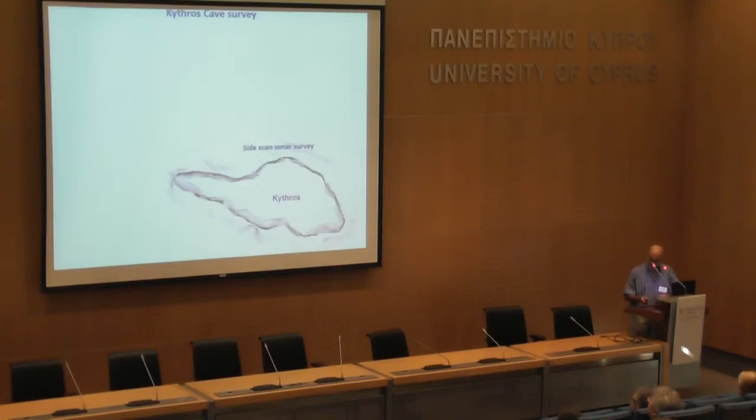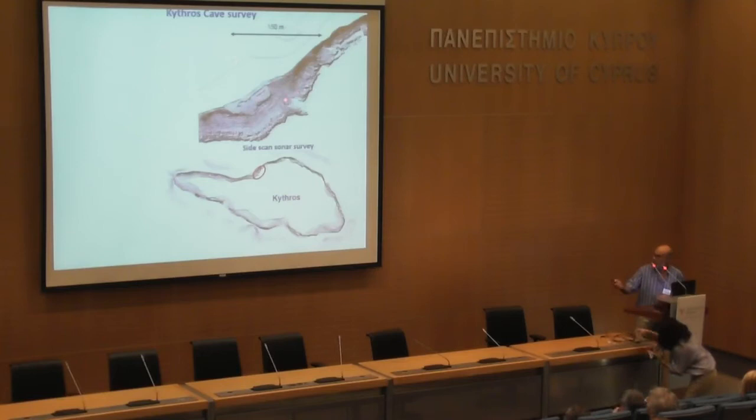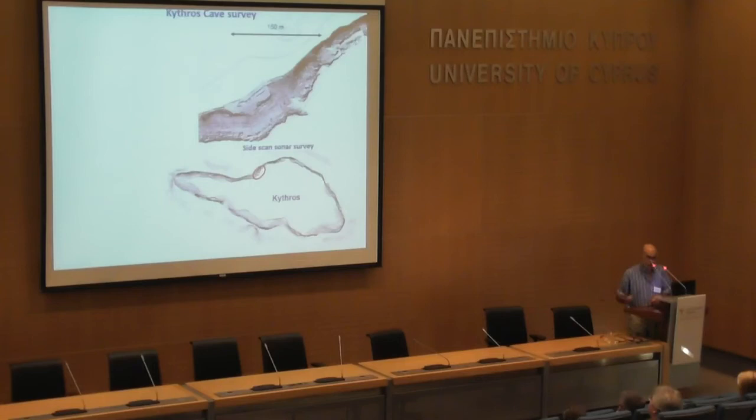So here you see the outline of Kythros Island, and what is surrounded is actually the mosaic of the side scan sonar survey we conducted around the island in order to see what is below the sea level, if there are caves, etc. As we said, the cave was located on the northwestern side of the island, and this is a zoom in of this area here, with the cave over here. So this shows a nice sloping rocky seabed, just off the shoreline. We also see a flat sandy area here with different acoustic characteristics from the rest of the seabed.